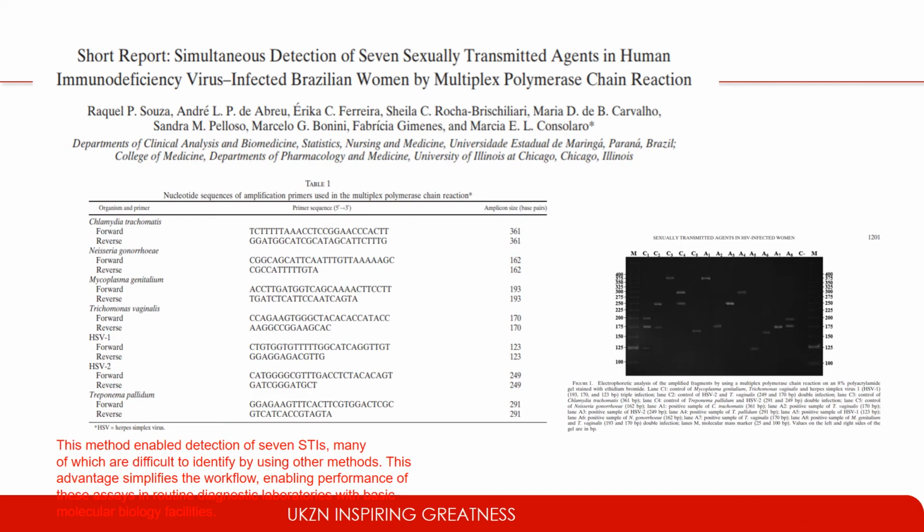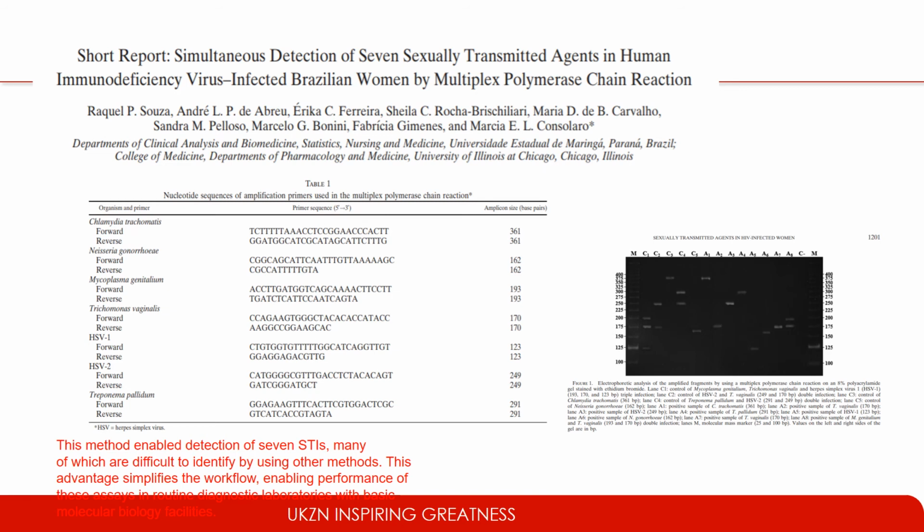If you want to look at the more conventional approach where you perform a PCR and run a gel, this paper was published by a Brazilian group where they were able to detect several STIs using a multiplex PCR approach as shown in the table and running a normal gel. And each band on this gel represents the size corresponding to a various STI. So what the researchers found in the study is that this method enabled the detection of 7 STIs.